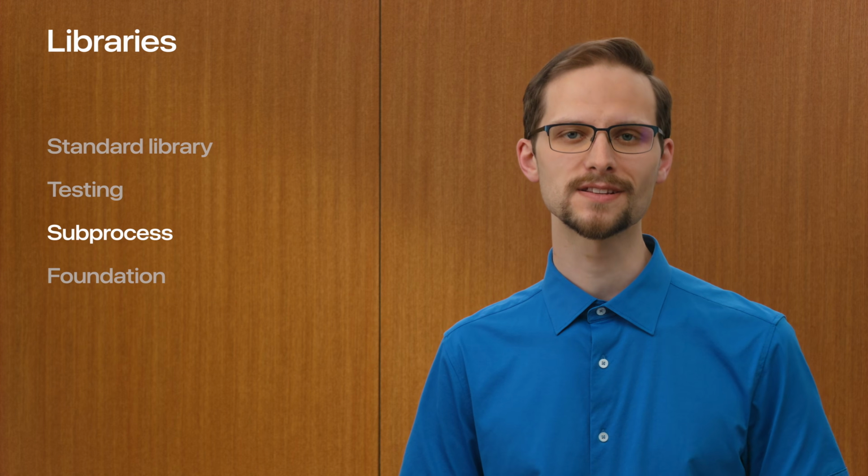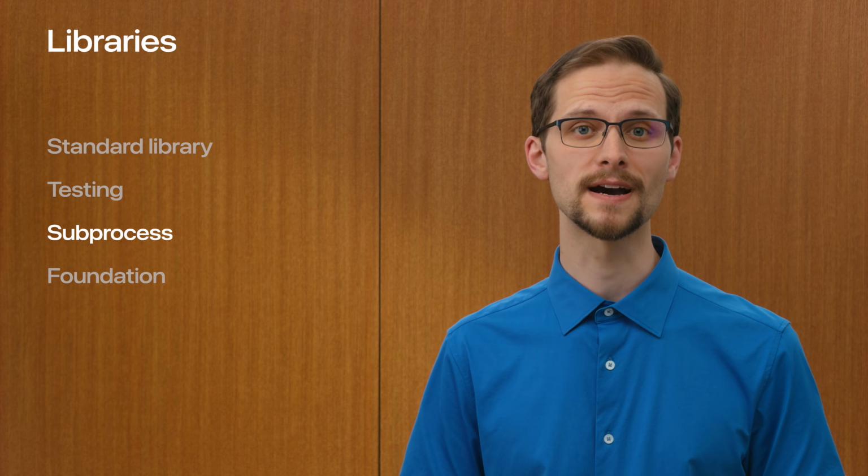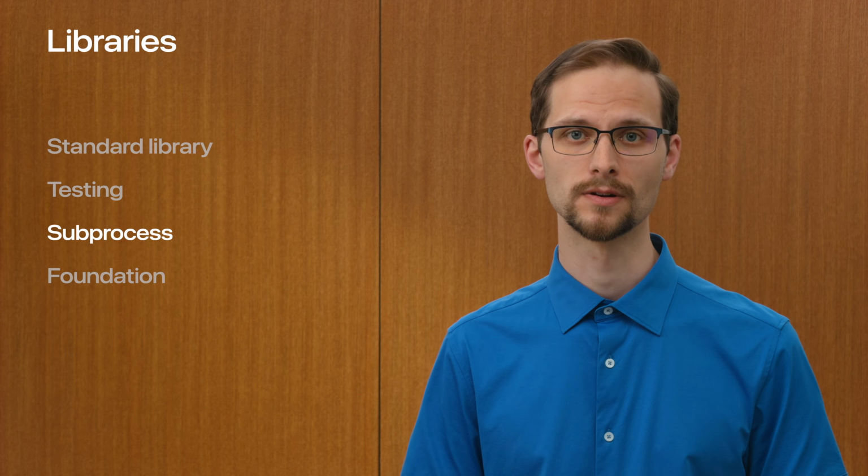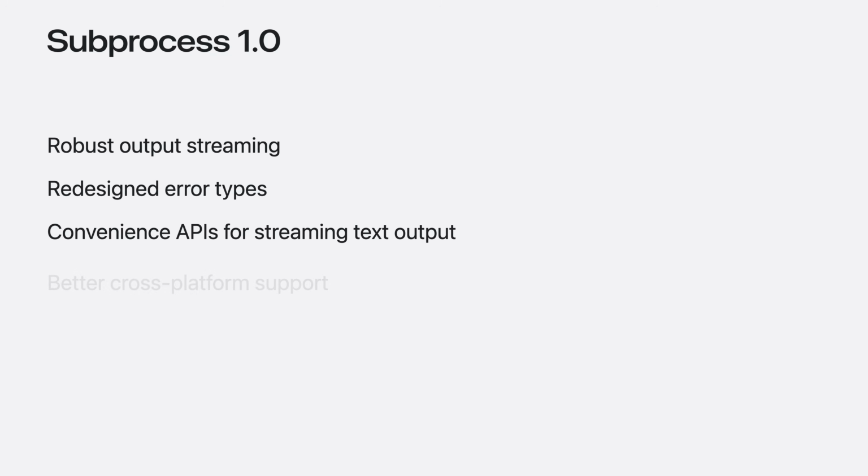Last year, we announced the subprocess package containing modern APIs for launching subprocesses. This year, we're releasing Subprocess 1.0, incorporating your feedback from real-world use. The API refinements include a simplified execution type, improved error handling, and convenience APIs for easily streaming process output. Cross-platform support is also greatly improved, including platform-specific process file descriptors and termination statuses, to more accurately reflect the semantics on different platforms.